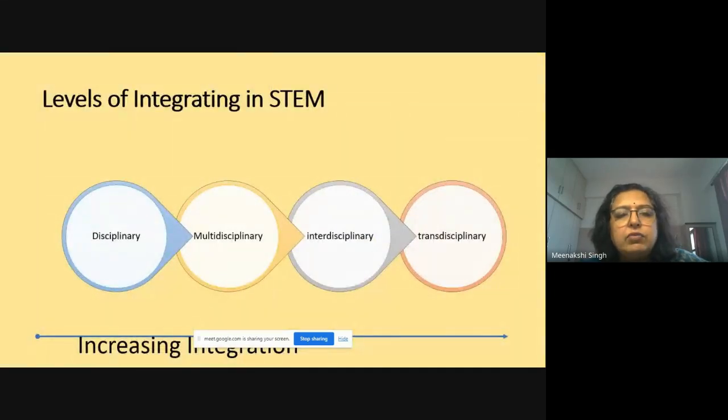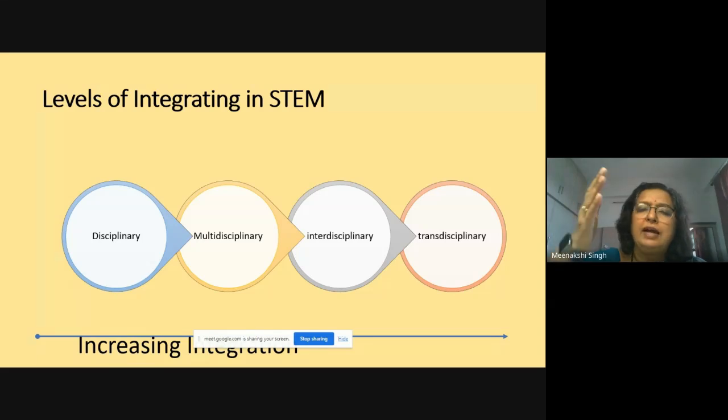Our traditional method was entirely disciplinary, wherein we were segregated into disciplines. Mathematics teacher taught mathematics, science teacher taught science, history teacher taught history. There were distinct boundaries between these subjects. You could not surpass that boundary and join hands. Then we moved on to the phase of multidisciplinary teaching, wherein to some extent the several disciplines ran parallel to each other.